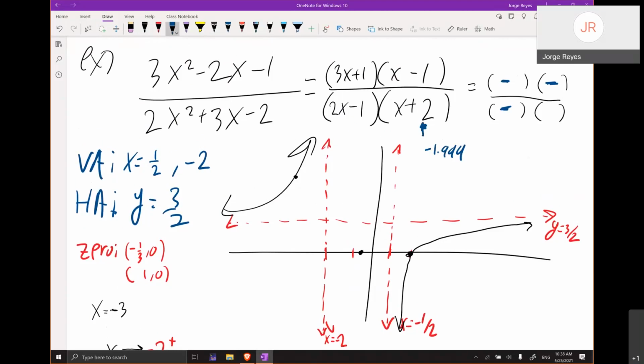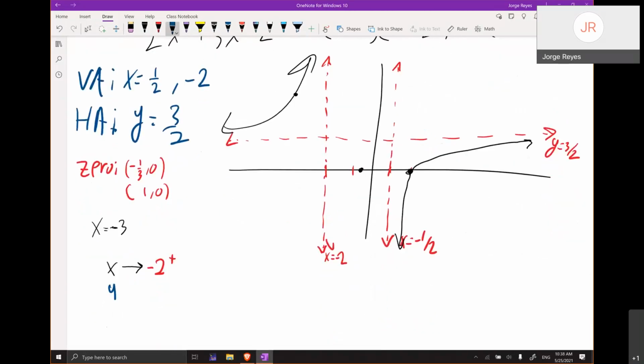That's actually smaller than 2, right? So this will be positive. So that means I have 3 negatives and a positive. So this means y goes to -infinity. And my arrow should be here. Okay.